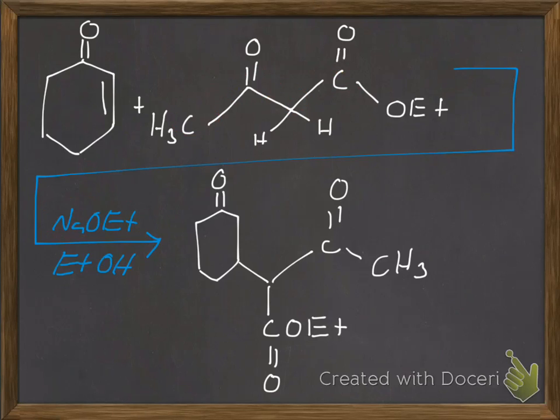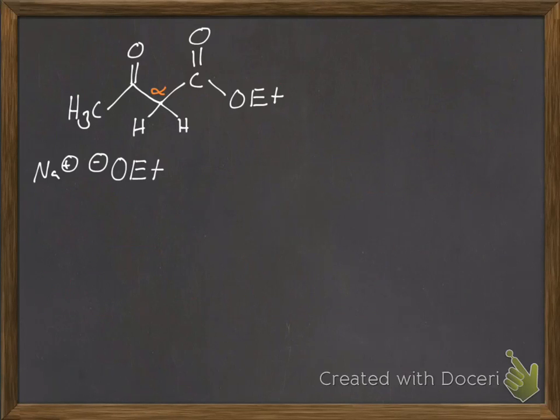Well, let's look at the mechanics of what's going on here in this screen. I've written out our compound here, the second reactant in our Michael addition, and I've written out the sodium ethoxide as it would be ionized in solution. So we have the positive sodium atom, and then we have over here the negative ethoxide ion. So what's going to take place?